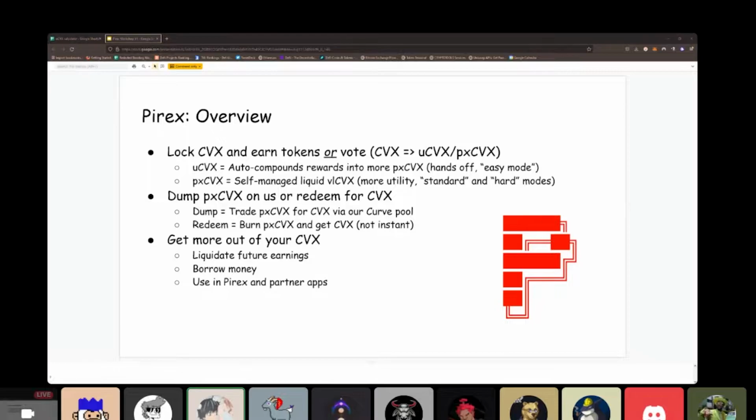Okay. All right. So on top of getting those 2 tokens, you could also dump your PXCVX on us. So we actually are supporting a Curve pool where I think we're probably the only liquidity providers right now, in order to uphold or at least fulfill what we're trying to provide here with Pyrex, right? Like we say that you're getting a liquid version of VLCVX.